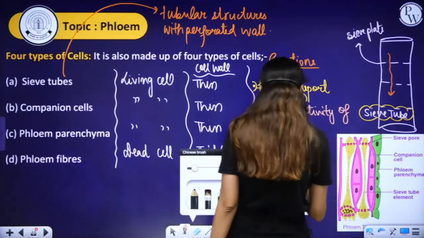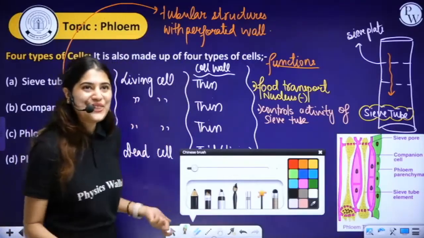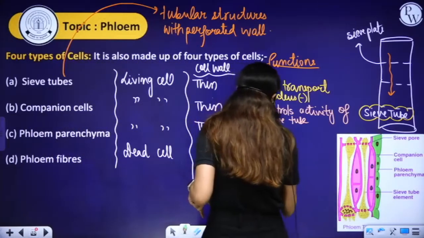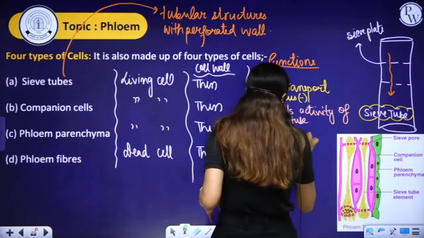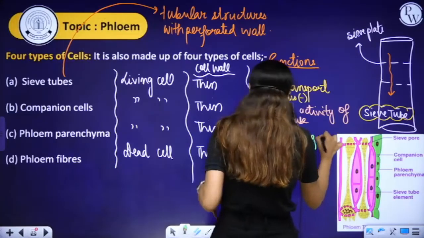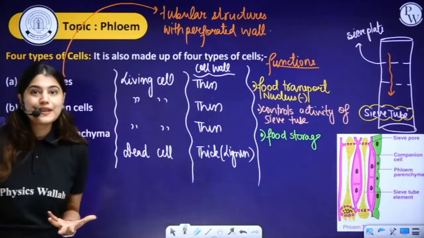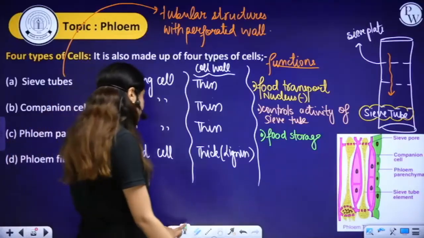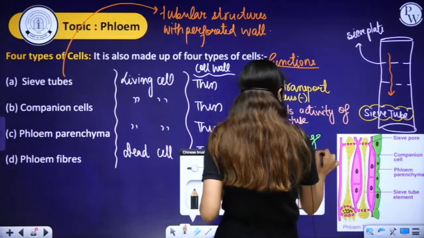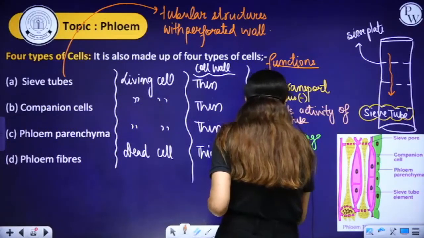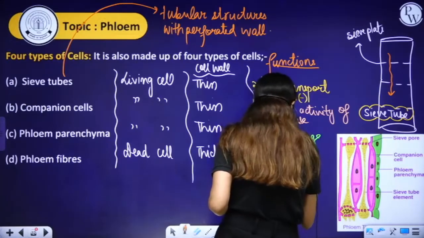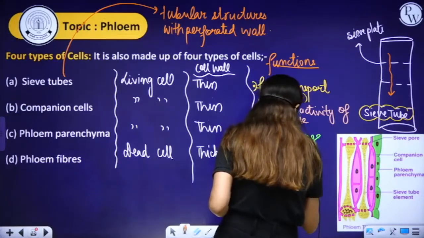Now what is the other cell doing? The parenchyma, you all know, is for storage, right? So it will be storing the food. And lastly, sclerenchyma, the fibers. Fibers are nothing but sclerenchyma. What will they be doing? Providing mechanical strength. Great, everyone.